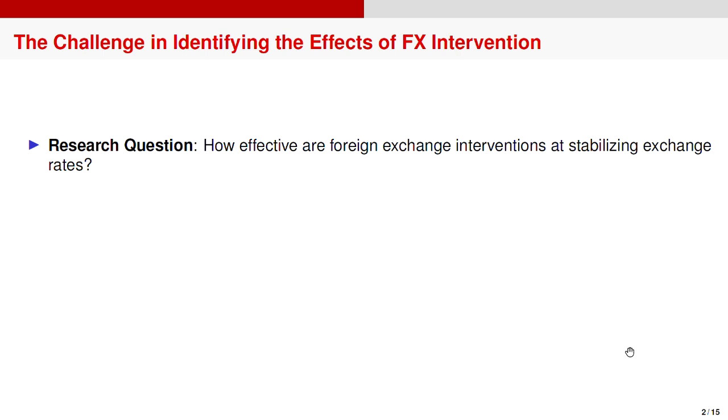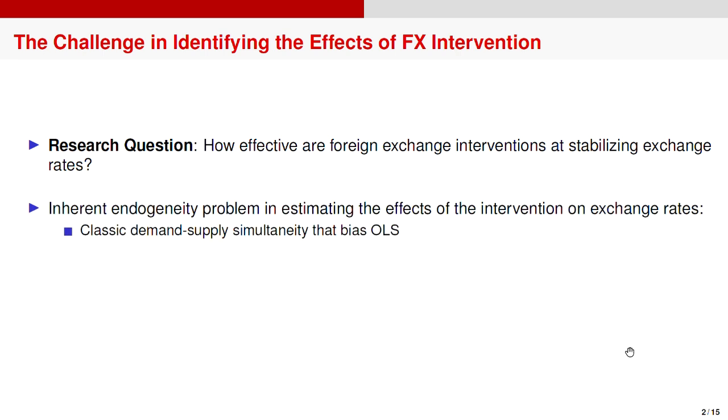It turns out it's actually a really challenging question to ask empirically, precisely because intervention and exchange rates and macro fundamentals are jointly endogenous. If we were to run a regression of exchange rates on the size of intervention, such a regression will produce a zero coefficient, for example, if the intervention really stabilizes exchange rates perfectly, right? Because of the simultaneous supply-demand bias of OLS in this estimation.